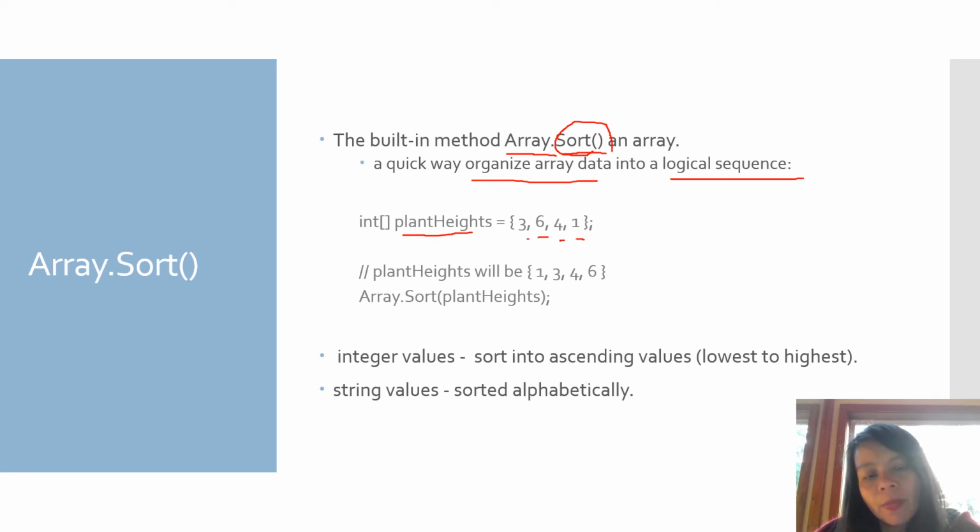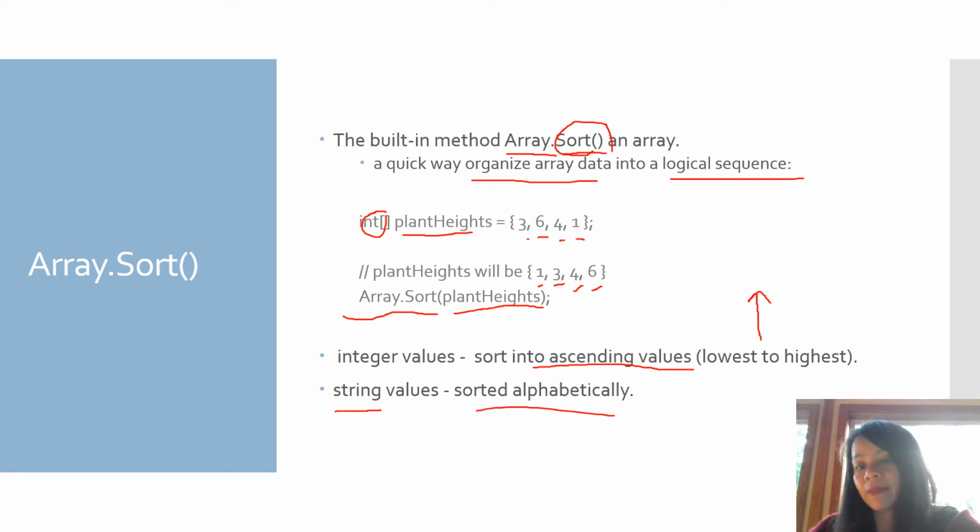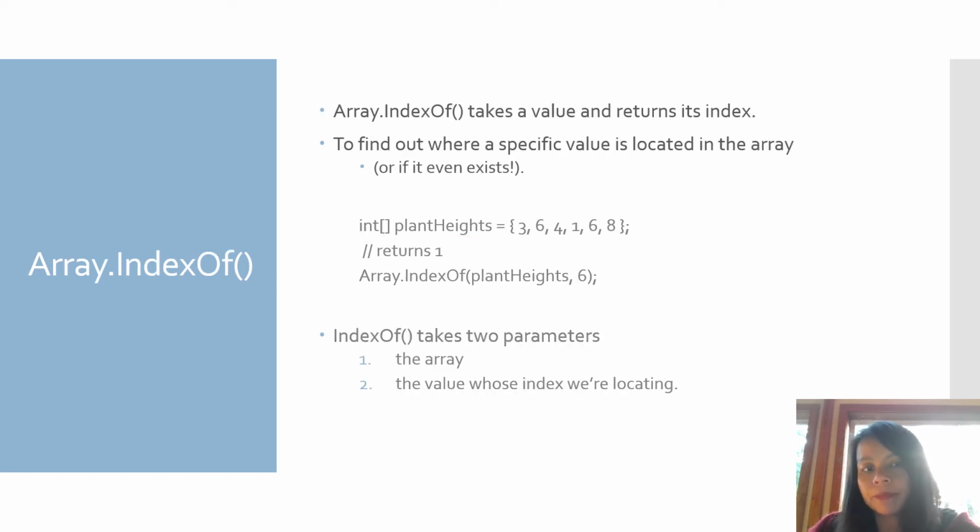And if you go Array.Sort(plantHeights), if it's integer values, which it is, it will sort into ascending values from the lowest to the highest. So now it was sorted: 1, 3, 4, and 6. If it's string values, then it is sorted alphabetically, starting from A, B, C, D, and so on.